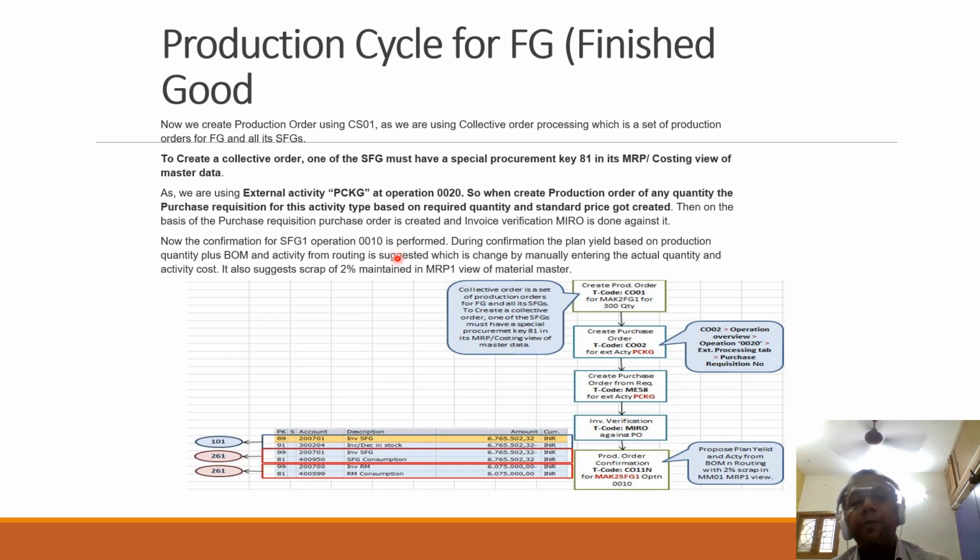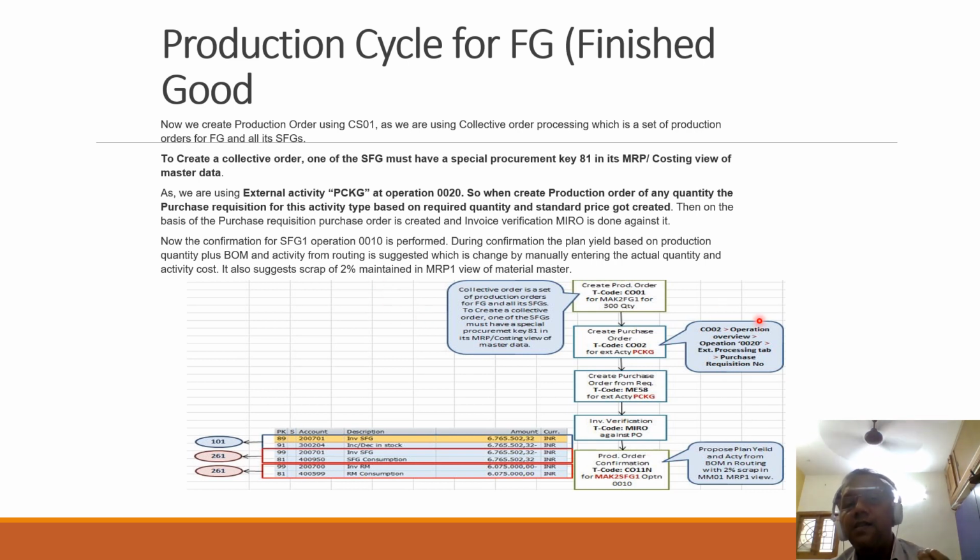Then on the basis of the purchase requisition, the purchase order is created, and invoice verification is done against it. Now the confirmation of the semi-finished goods operation 1 is performed. During the confirmation, the planned yield, based on the production quantity plus BOM activity from routing, is suggested, which is changed by manually entering the actual quantity and the actual activity cost. It also suggests a scrap of 2% maintained in the MRP.